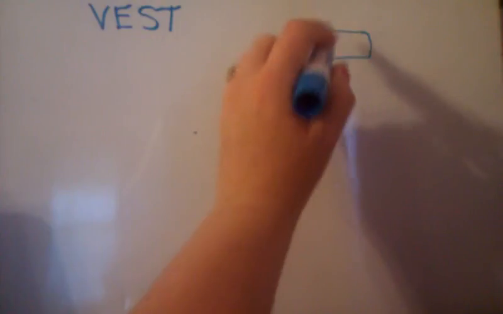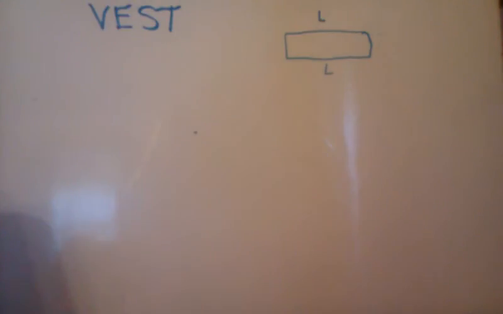And it says one side of the rectangle is 3 inches shorter than the other side. Well, I know the longer side is my length. And if it's saying that one side is shorter than the other, that must be my width. So my length, I'm going to label my length L. Okay. Now it says the other side is 3 inches shorter.